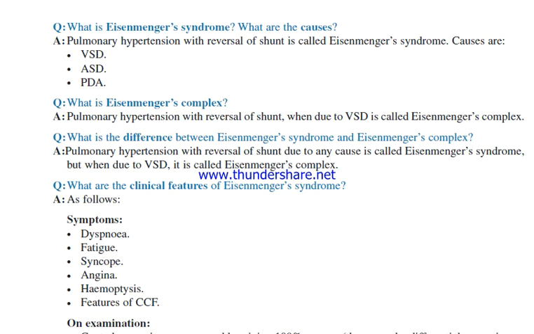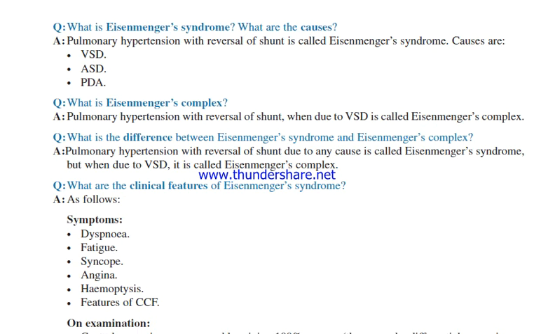Now, what is Eisenmenger syndrome? What are the causes? Pulmonary hypertension with reversal of shunt is called Eisenmenger syndrome. Causes are VSD, ASD, patent ductus arteriosus. What is Eisenmenger's complex? Pulmonary hypertension with reversal of shunt when due to VSD is called Eisenmenger's complex.